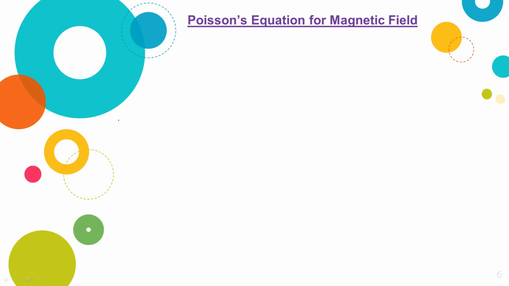Now, from the vector magnetic potential we can obtain Poisson's equation. From scalar potential we obtained Laplace's equation; likewise, from vector potential we can obtain Poisson's equation. How? Let me check. Poisson's equation for magnetic field. How?